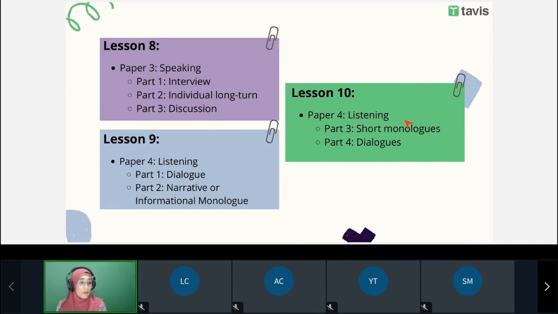So listening, there are 4 parts. And I specifically broke it down into part 1 and part 2 for lesson 9, and part 3 and part 4 in lesson 10.